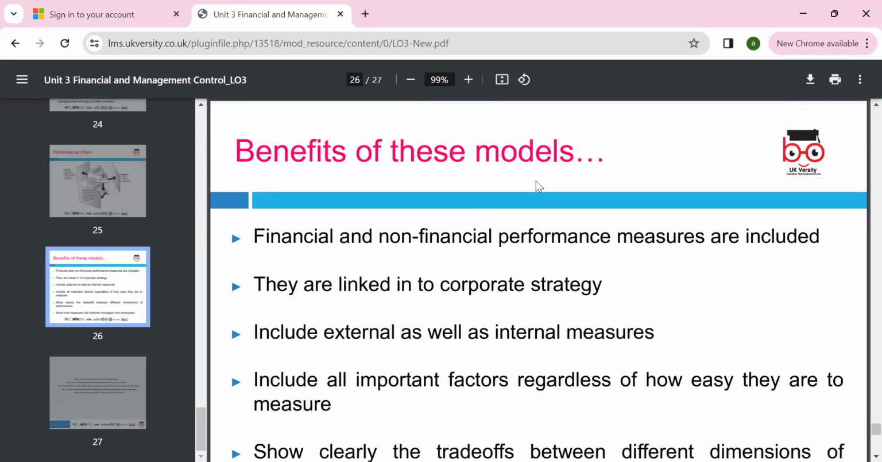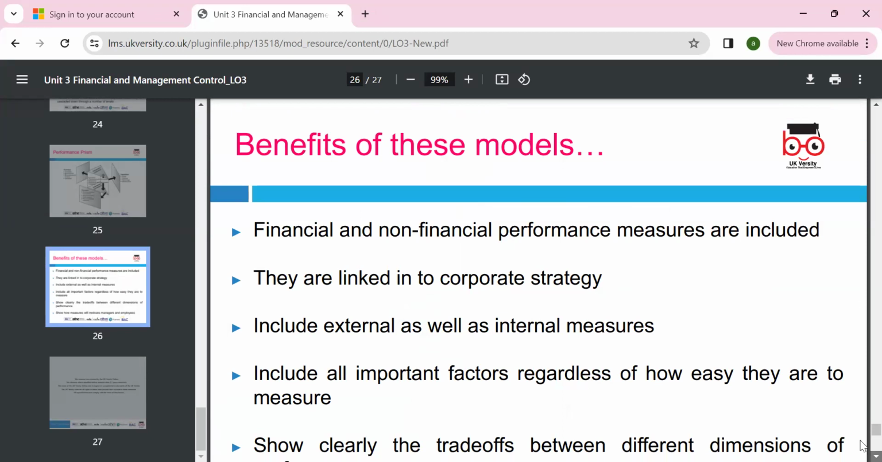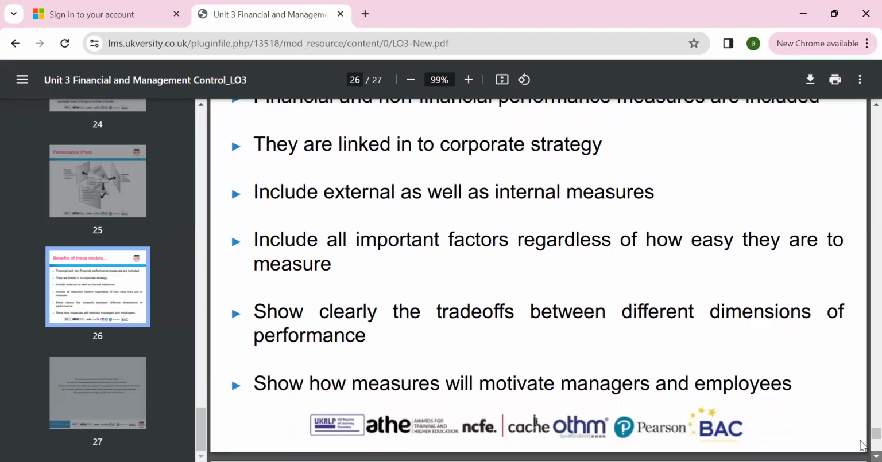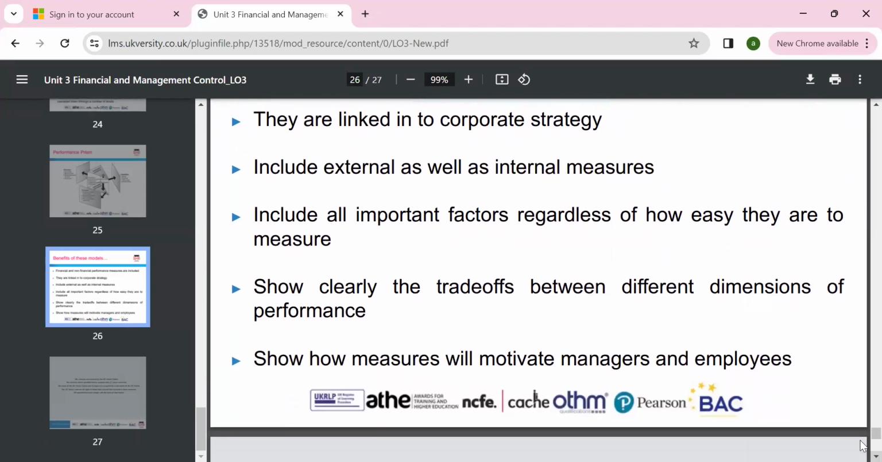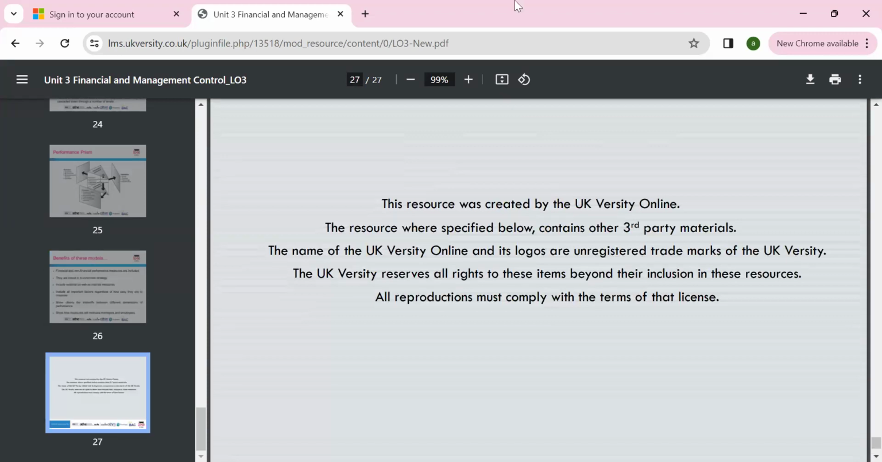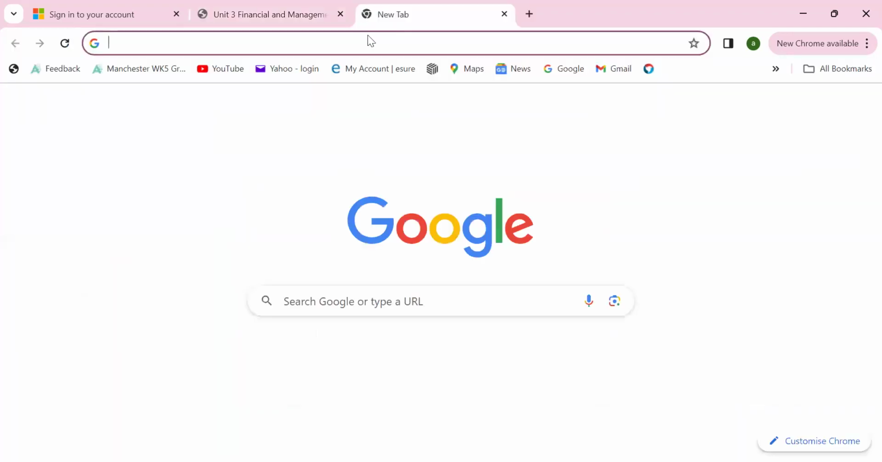The benefits of these financial and non-financial performance models include: a link to the corporate strategy, whatever we really want, like cost leader, cost focus, or differentiation, whichever our corporate strategy is; including external and internal measures; including the importance of the factors and how easy they are to measure; clearly showing trade-offs between the different dimensions of performance; and showing how the measures will motivate managers and employees. Because if you change something, motivation is very important.